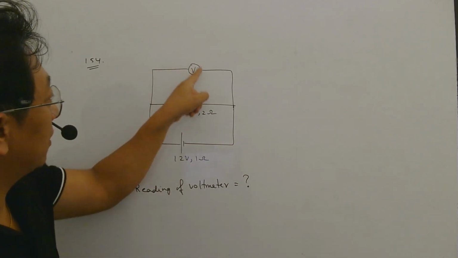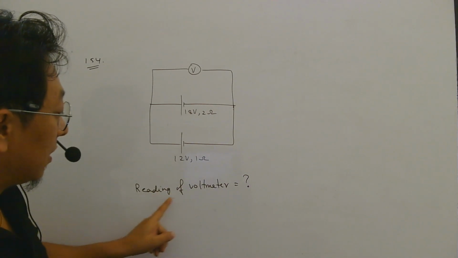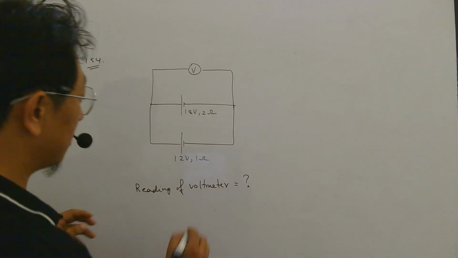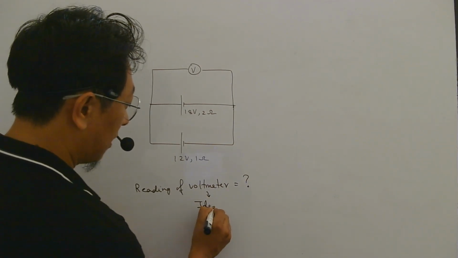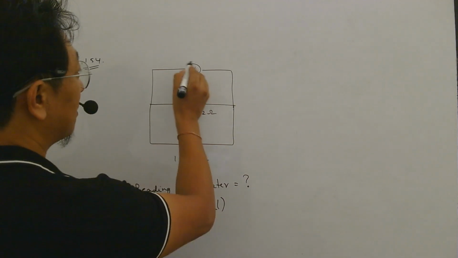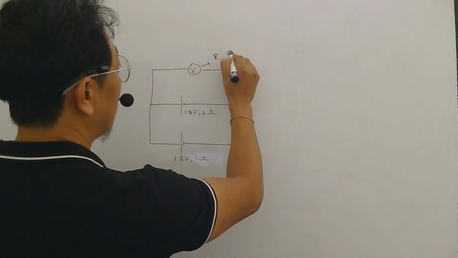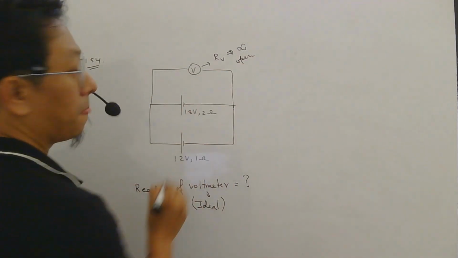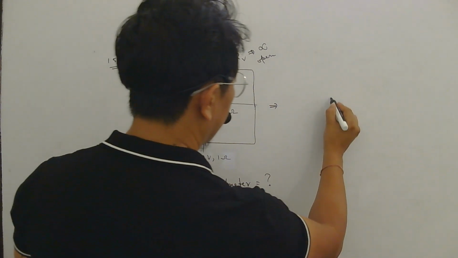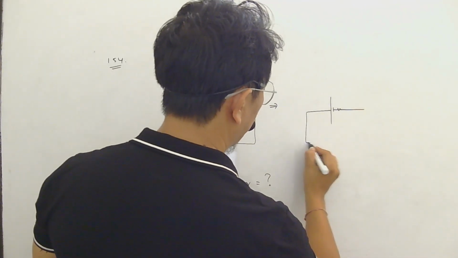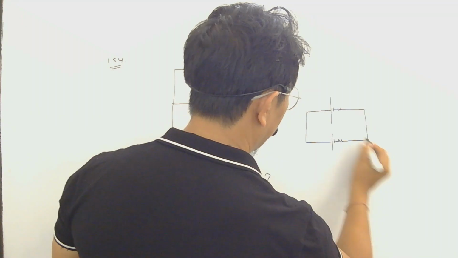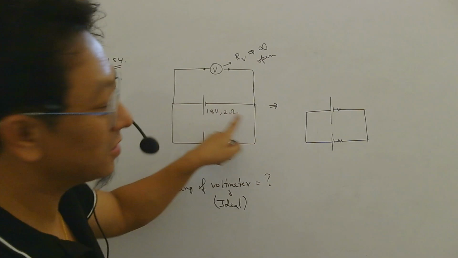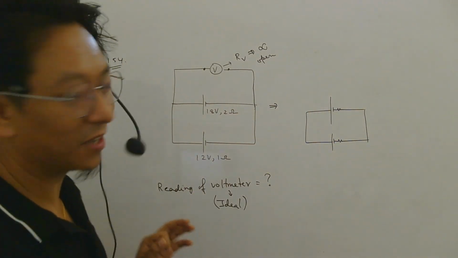Now here they have connected a voltmeter and they want you to find the reading of the voltmeter. They have not given the resistance of the voltmeter, so you have to consider it as an ideal voltmeter, and if it is ideal, its resistance will be infinity, and if it is infinity, you can consider this as an open circuit. So the equivalent circuit will look like this. I am showing the internal resistance so that you don't miss it. Here they have not shown the circuit symbol for internal resistance. I have shown it here so that you don't forget it by mistake.